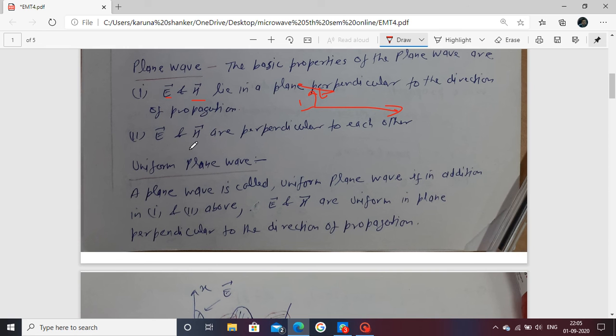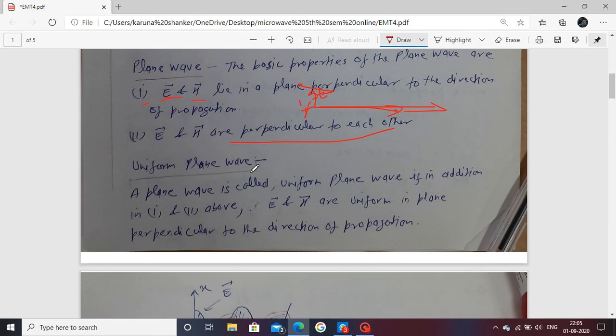The second point is that the electric field and magnetic field are perpendicular to each other. Also, they are both perpendicular to the direction of propagation. The first point mentions that the electric and magnetic fields are perpendicular to the direction of propagation, and the next point shows that the electric field and magnetic field are also perpendicular to each other. That is the plane wave property.